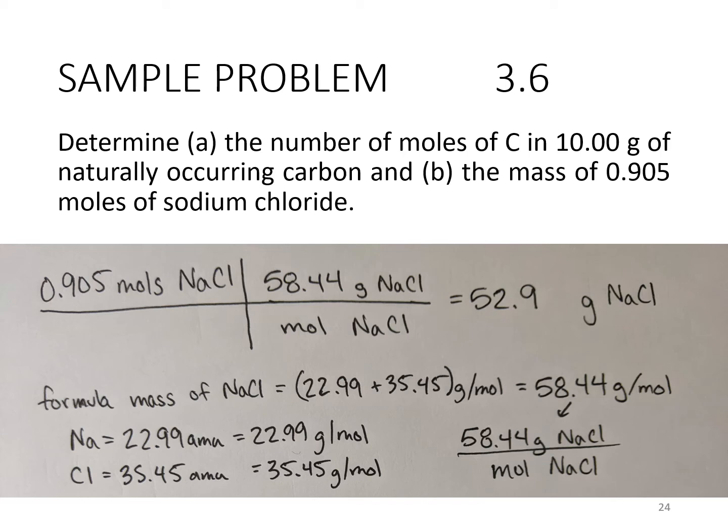So in this case, we have a little bit less than 1 mole of sodium chloride. And 1 mole of sodium chloride is 58 grams about. So the fact that we have 53 grams of sodium chloride makes sense. We're a little bit less than 1 mole.